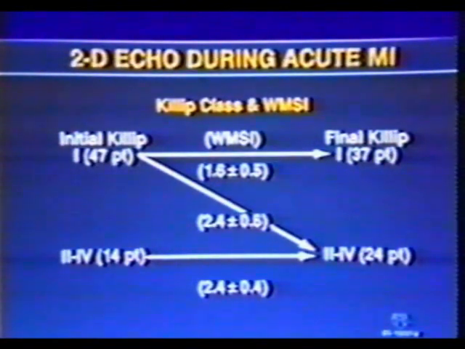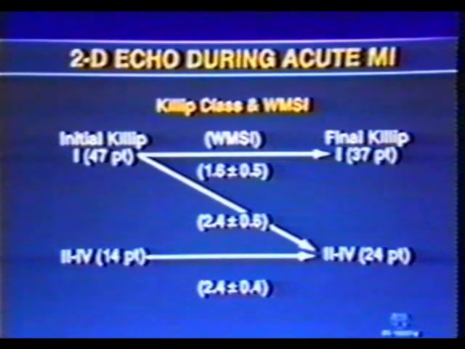We will now return to Dr. Nishimura's study to further illustrate the utility of wall motion scoring for triaging patients with acute infarction. The cardiologists caring for patients in this study assigned to each a clinical Killip classification without any knowledge of the echo results. As you can see, 14 patients were Killip class 2 to 4, and as expected, these patients had wall motion score indexes of 2 or greater.